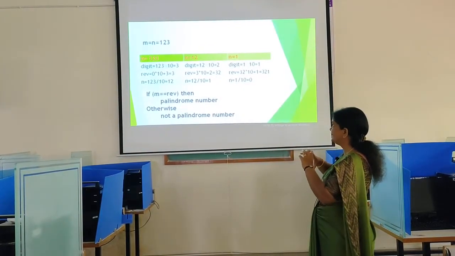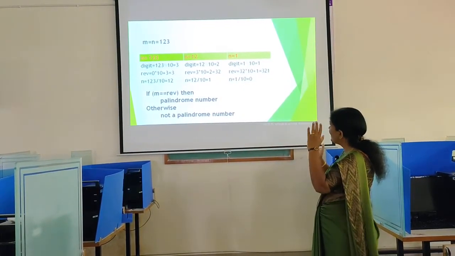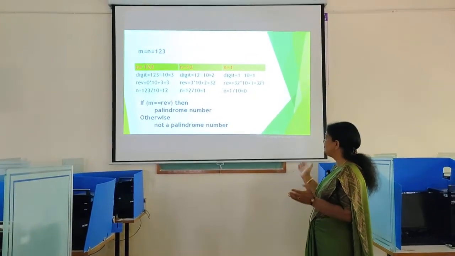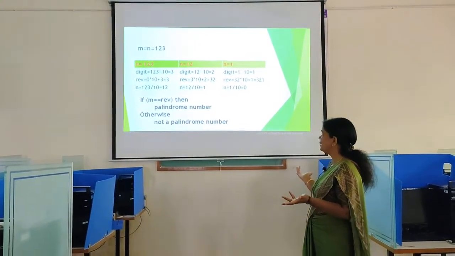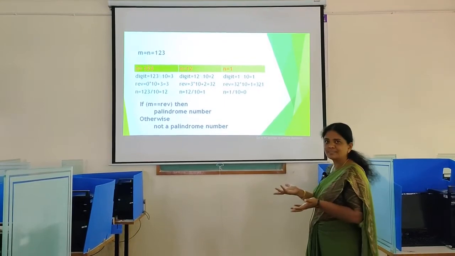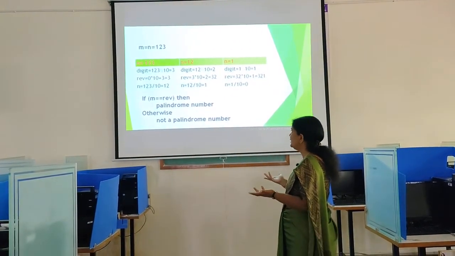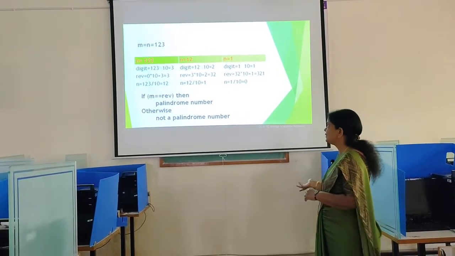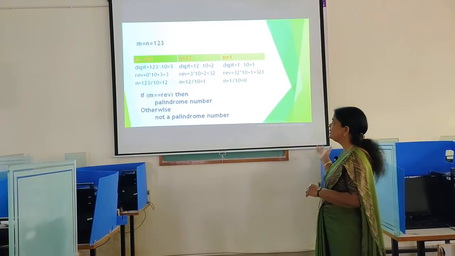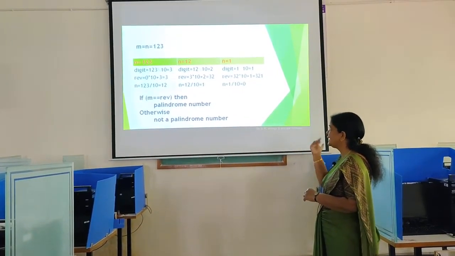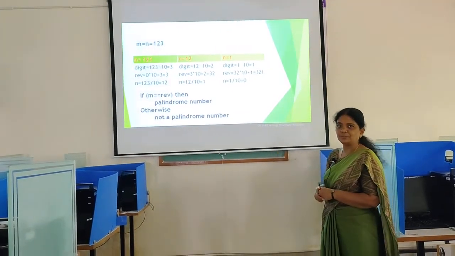So finally, after reversing a number, compare the original number with the reverse. If they are not same, then it is not a palindrome. If they are same, then it is a palindrome. So let us take 121. In case of 121, what happens? The reverse will be 121 only. So m is equal to reverse will be true. In that case, it gives it as palindrome.